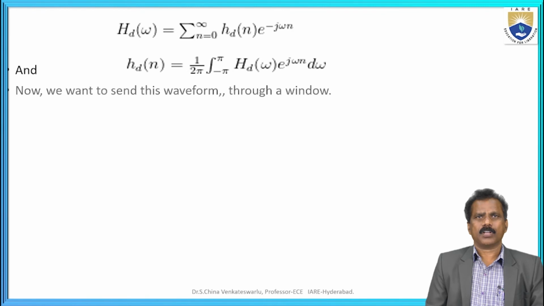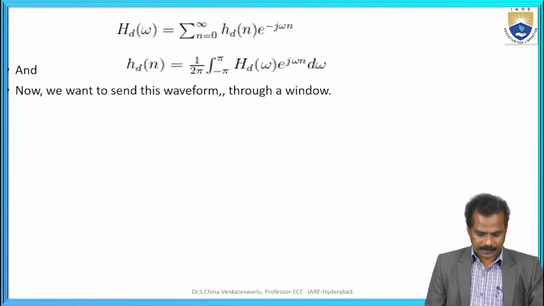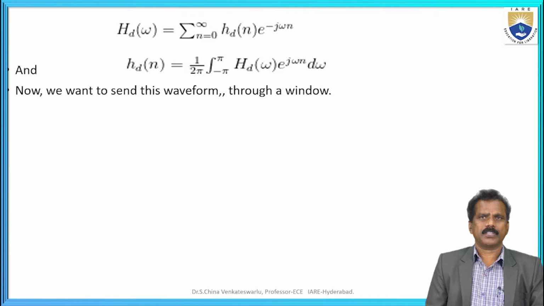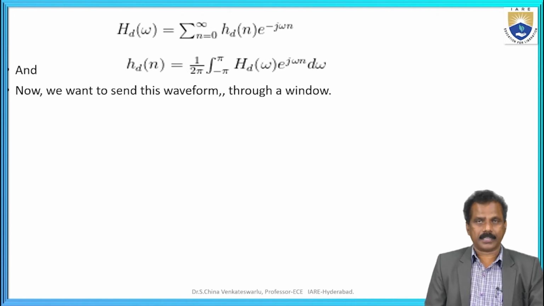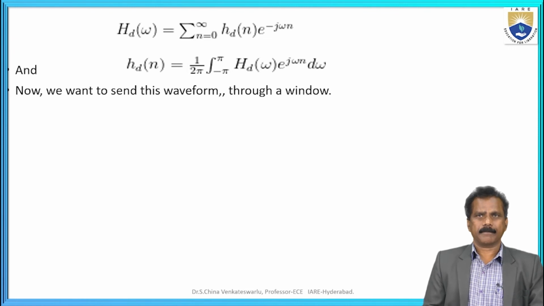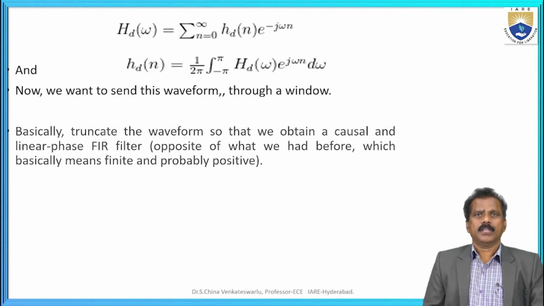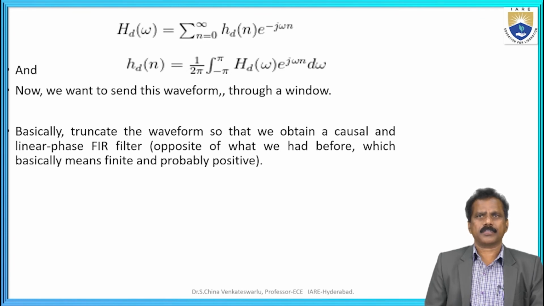And now we want to send this waveform through a window. How is it possible? It is possible by using the window definitions and related formulas, whichever are desirable. Basically, we truncate the waveform so that we obtain the causal, linear phase finite impulse response filter.